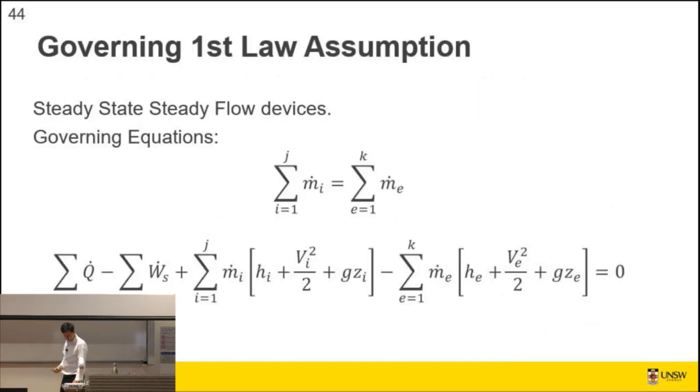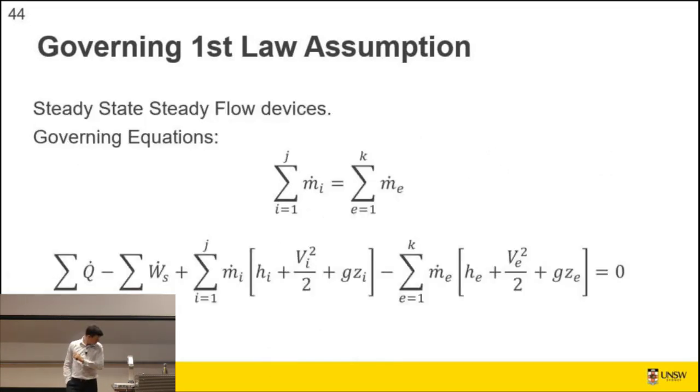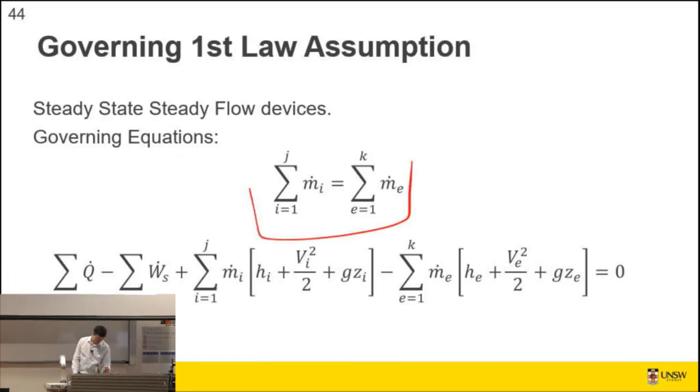Governing equation. This is why I tell stories, because it's the same thing. The governing equation is the same thing, but it's worth recognizing the difference. So we might have different inlets and outlets. So we need to say the sum of the mass in is the sum of the mass out. And depending on how many inlets and outlets, you have to take that completely into consideration.